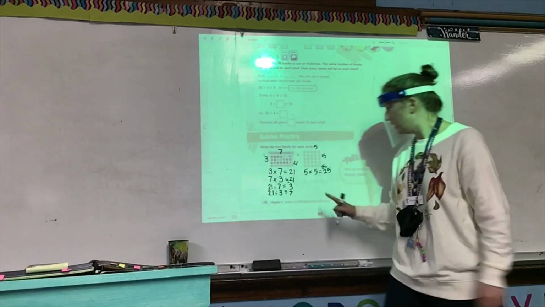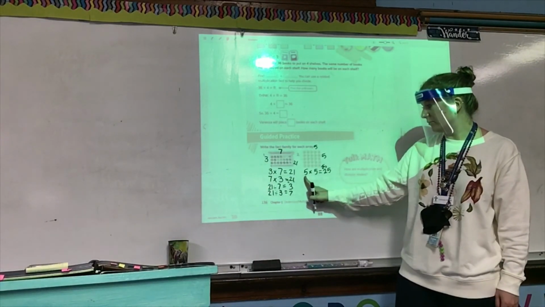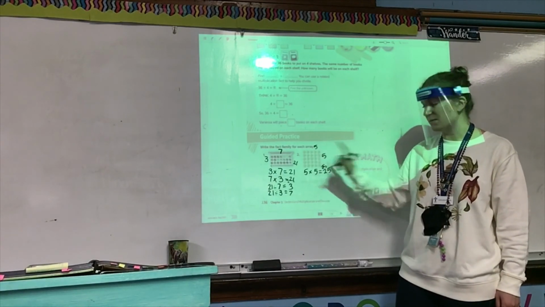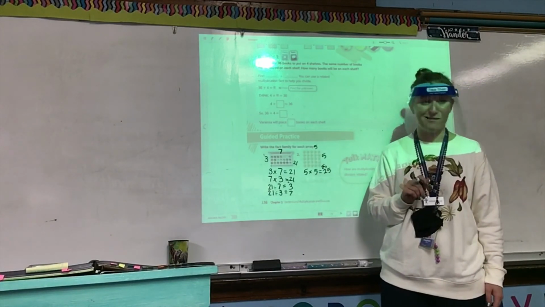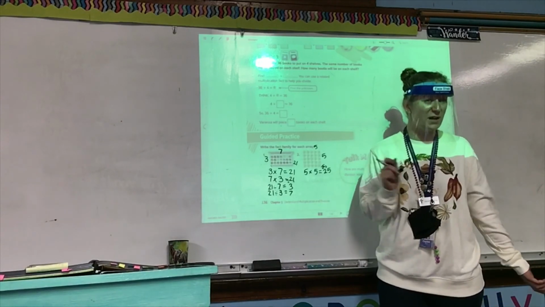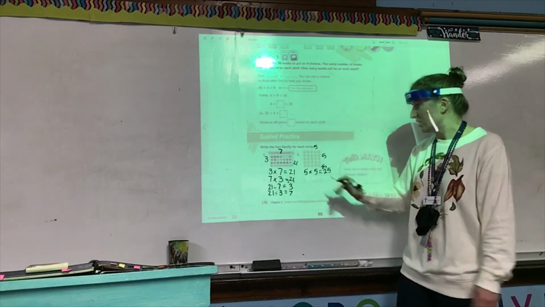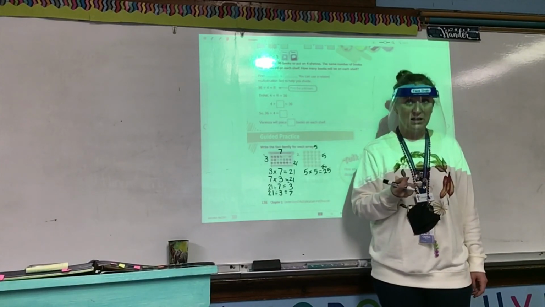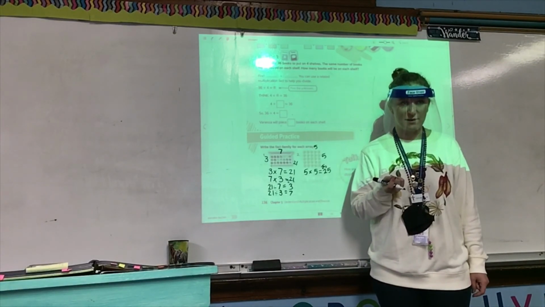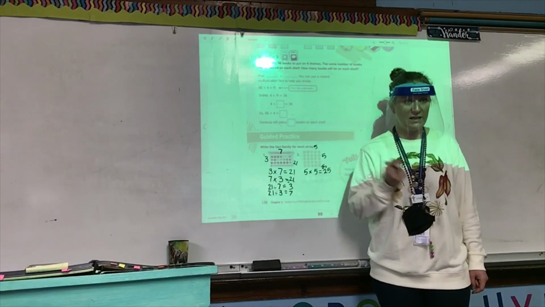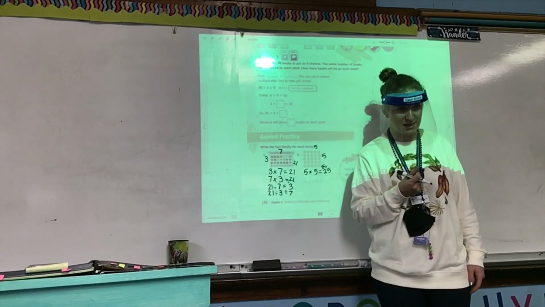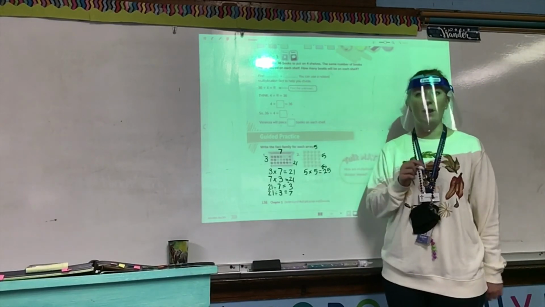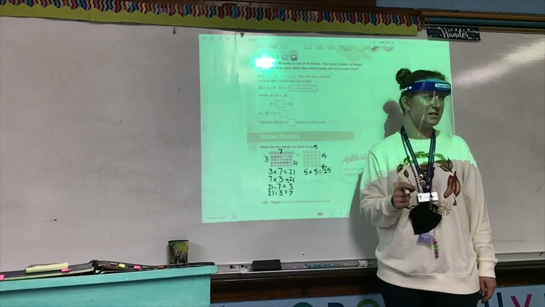Colin, I just multiplied the number of columns times the number of rows. If I multiply the number of rows times the number of columns, is that going to look different at all? No. So do I need to write it again? No. So if my number of rows and columns are the same, how many multiplication problems am I going to have, Colin? 1. Which means how many division problems am I going to have? 1.